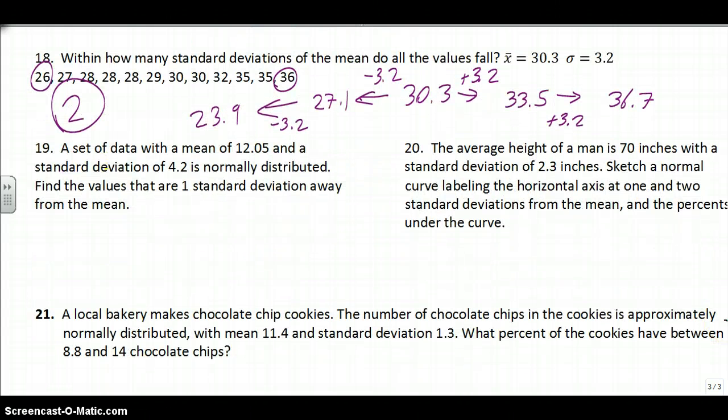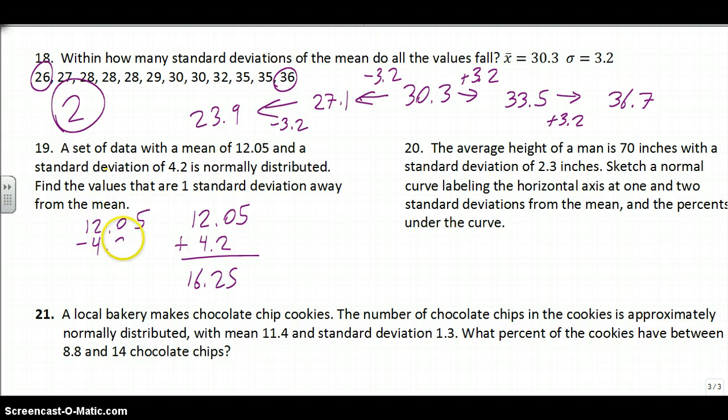19. A set of data with a mean of 12.05 and a standard deviation of 4.2 is normally distributed. Find the values that are 1 standard deviation away from the mean. Oh, that's easy. Go ahead and add 1 standard deviation. So you get 16.25. And go ahead and subtract a standard deviation. And that'll give you the lower end. So these are 1 number away. Think of them as kind of the numbers you would have on the bottom of your bell curve, right?